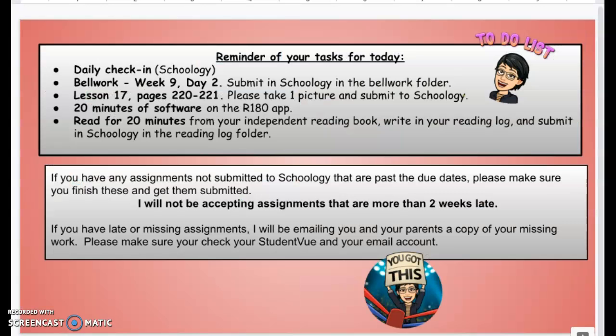And then the last thing I want you to do is look at the slide for your to-do list for your tasks for today. And again, you can go through this. I don't have to read it. I do want to stress you need to get your work done. I will be checking this every day and sending emails if you don't get it finished.